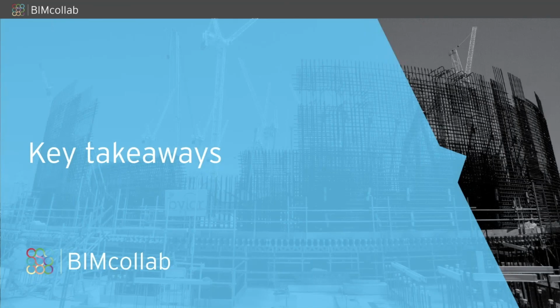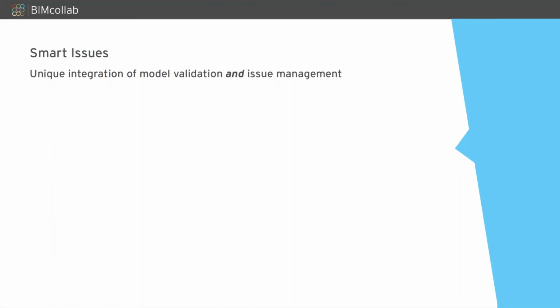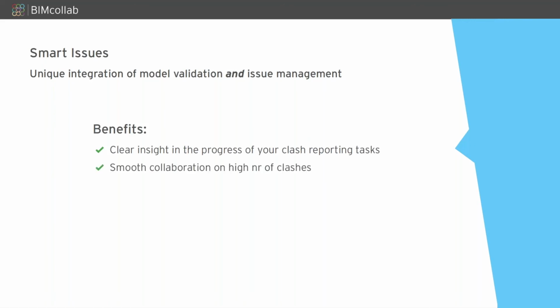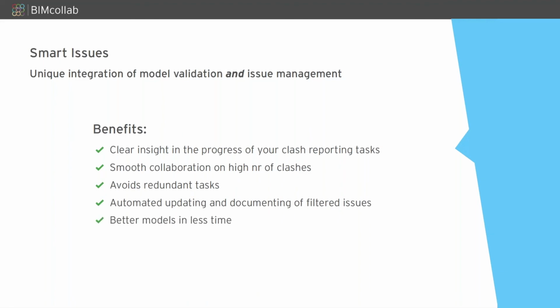So let me run you through some key takeaways. Smart issues offer a unique integration of model validation and issue management. The main benefits we see is having clear insight in the progress of your clash reporting tasks, a smooth collaboration with other colleagues for a high number of clashes, while still avoiding the redundant task challenge, automated updating and documenting of any issues that you filter or want to update, which all leads to better models in less time.